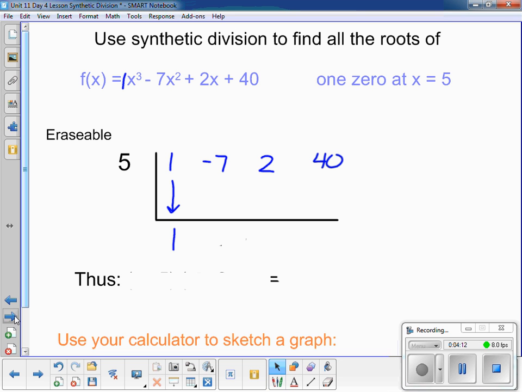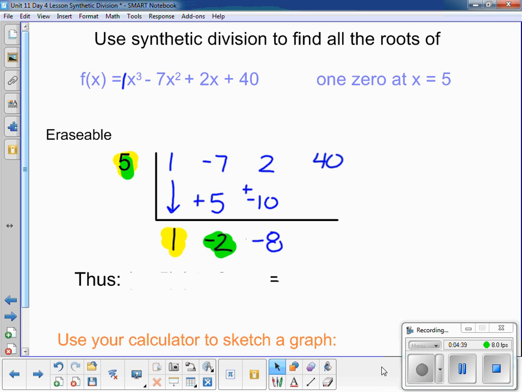And then I say, all right, 5 times 1, I multiply, is 5. And then I'm always adding these. Negative 7 plus 5 is negative 2. Then I go and I say, all right, 5 times negative 2 is negative 10. And I'm always adding these. So I get negative 8.